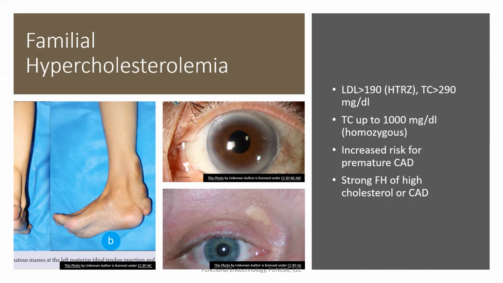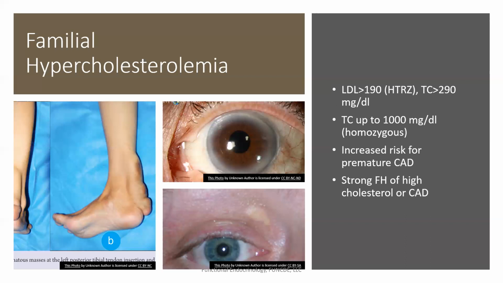If a person has one copy abnormal and the other one is normal, which we call a heterozygous mutation, then they will have LDL above 190, but usually not more than 300, 350, and total cholesterol will probably be 300, 400.